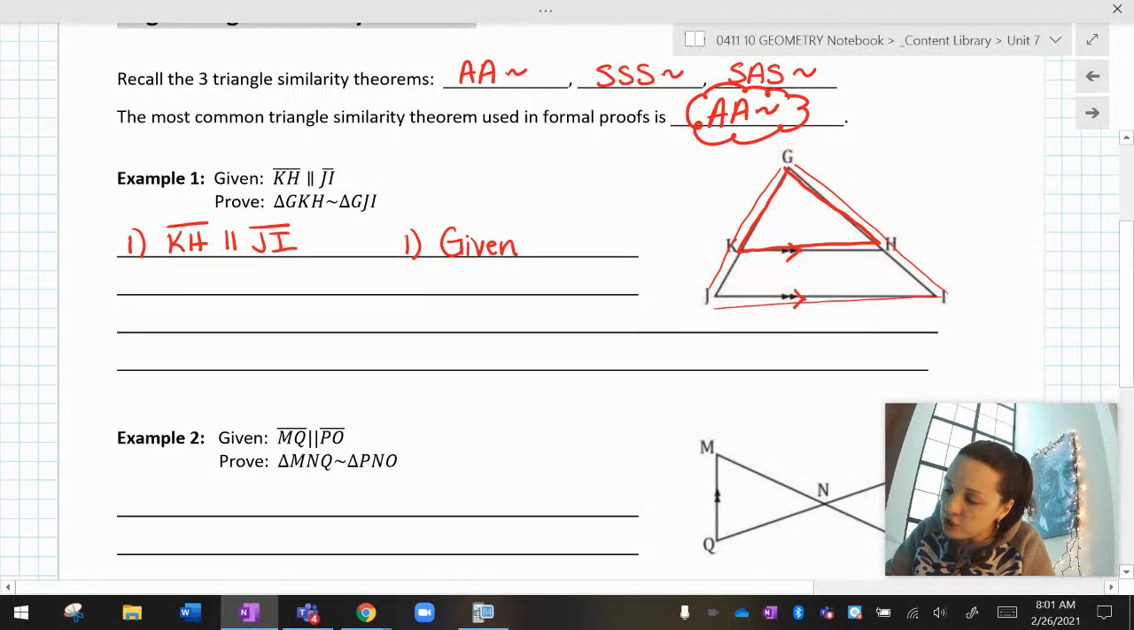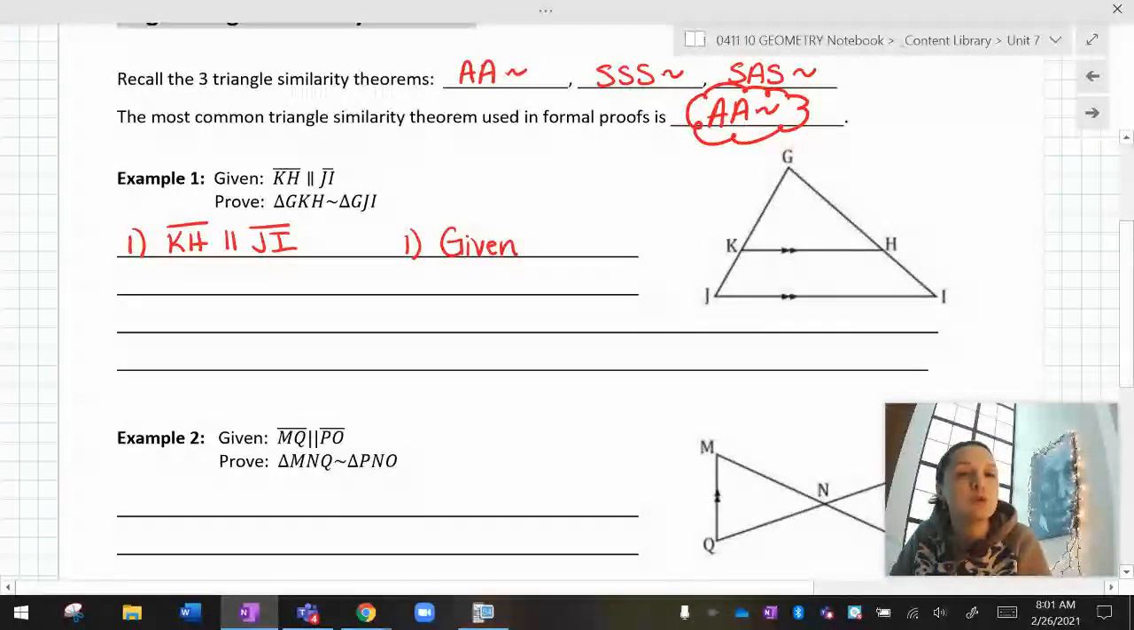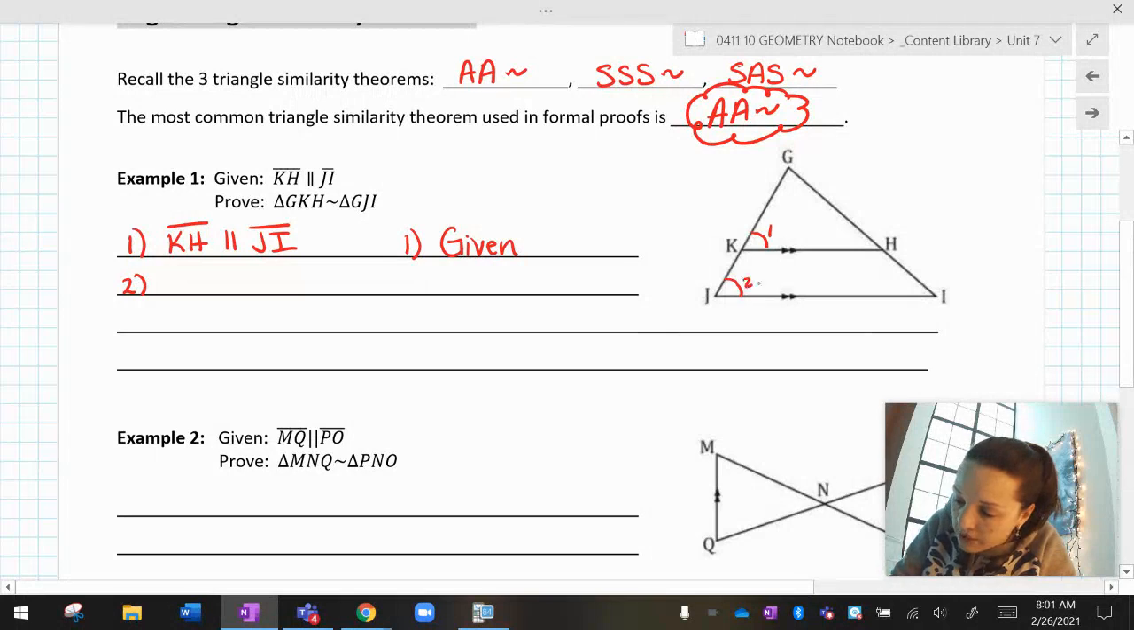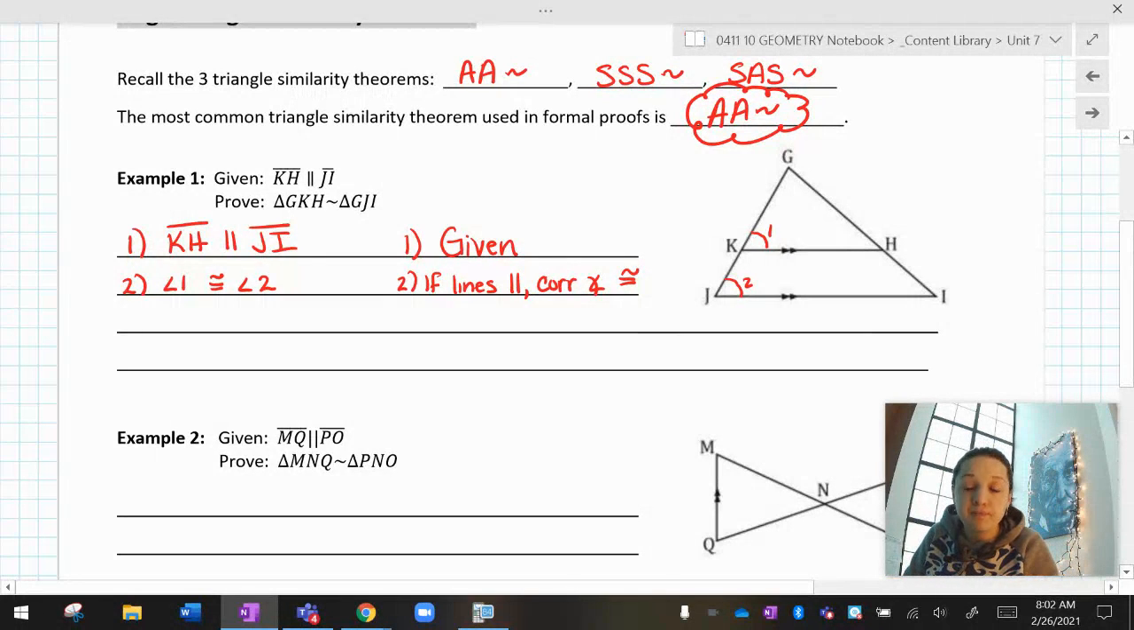If KH and JI are parallel lines, they create either alternate interiors, if I can find a letter Z, or congruent corresponding angles, and that's what I have here. This angle right here and that angle right there are corresponding angles between parallel lines, which makes them congruent. So for number 2, I'm going to call this angle 1 and angle 2, and say angle 1 is congruent to angle 2, because if lines are parallel, corresponding angles are congruent.